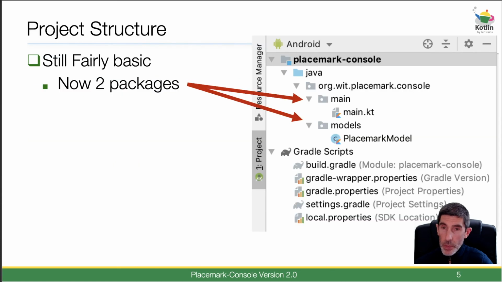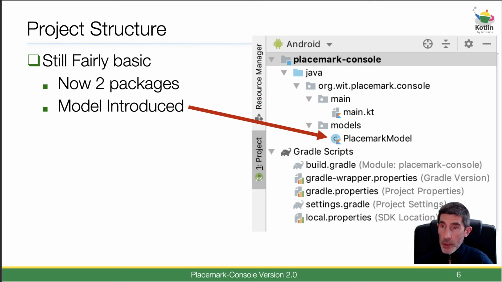To begin with, we'll look at our project structure. It's still fairly basic. We now have two packages. We had our initial main with our main.kt file in there, and we now have a model, our Placemark model. You will see this again in the Android version of Placemark. Wherever possible, I'm going to try and keep in line with what my colleague Eamon will be covering in the Android version.